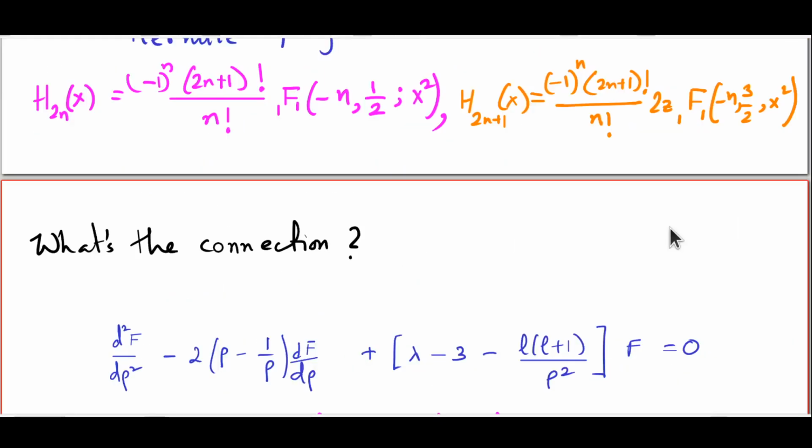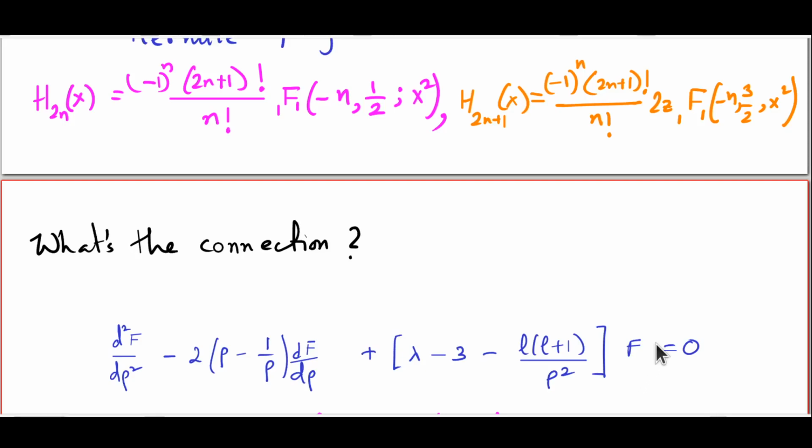So the obvious question that will arise at this stage is, what exactly is the connection between this confluent hypergeometric equation and its solutions that we have been talking about and the equation that we are really trying to solve, which, let me remind you, is this one. The equation that we get when we try to solve the radial equation for a simple harmonic oscillator in 3 dimensions.